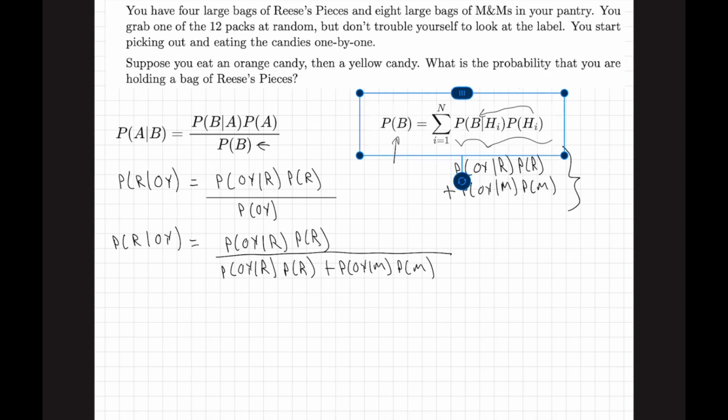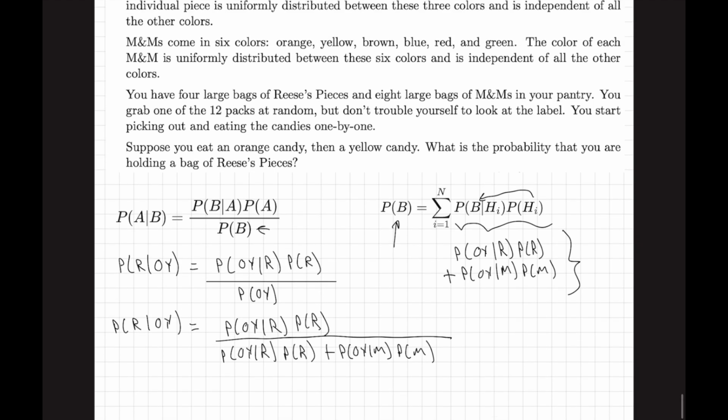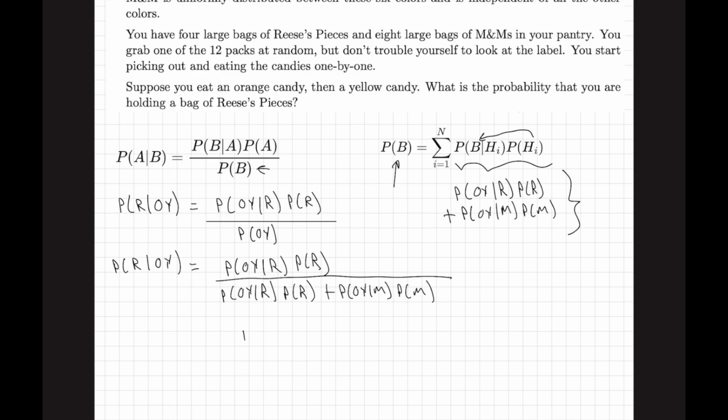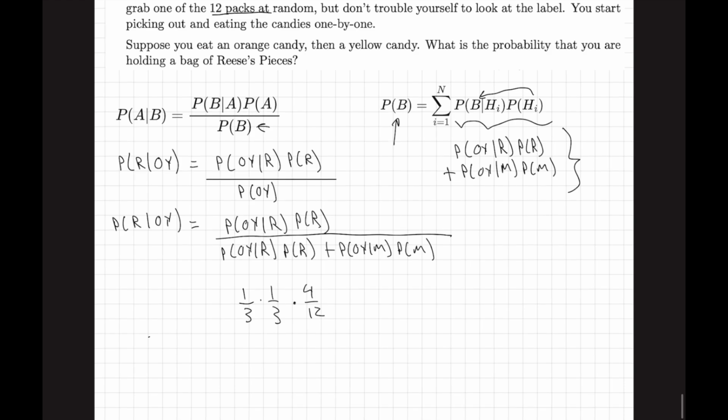So the numerator here, what's the probability that we pick orange and then we pick yellow given it's Reese's? Well, since there's 3 colors to choose from and it's uniformly distributed and independent of all the other colors, we have 1/3 times 1/3 as our probability there. And then we need the probability of picking a bag of Reese's in the first place. And since there's 4 bags of Reese's out of the 12 packs, we have 4 over 12 here. So that's the first bit for the numerator. And in the denominator, we're going to have that same thing.